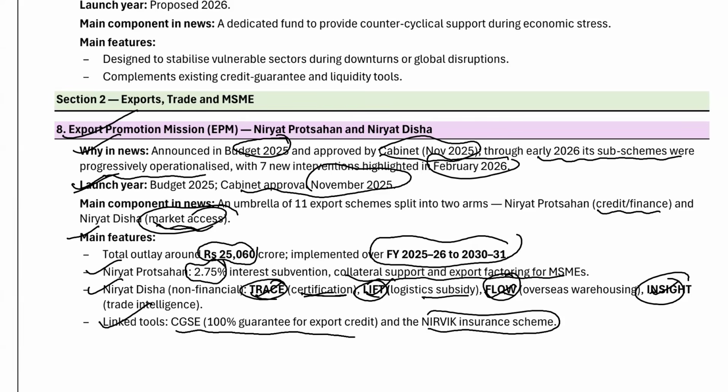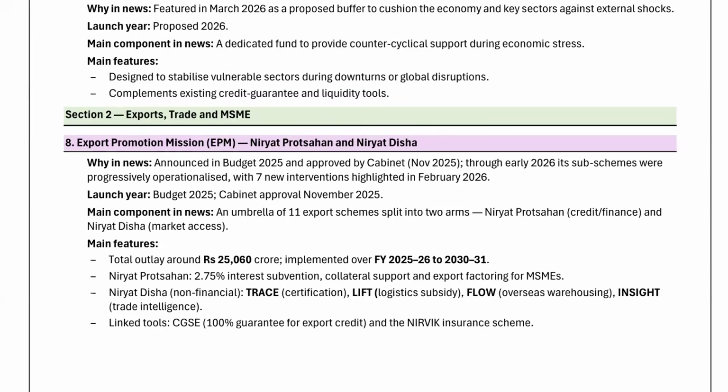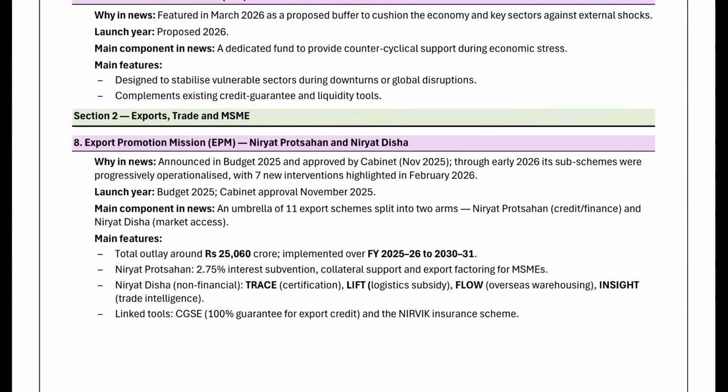So exam keyword क्या है? It is an export booster scheme. Memory tricks आप इससे याद रख सकते हो: one hand funds exports, the other finds markets. This is all about the scheme, that is Export Promotion Mission, EPM, that is Niryat Protsahan and Niryat Disha. Is it clear to everyone? Please tell me, is this clear? Please everyone, please respond. Is this scheme clear to everyone?